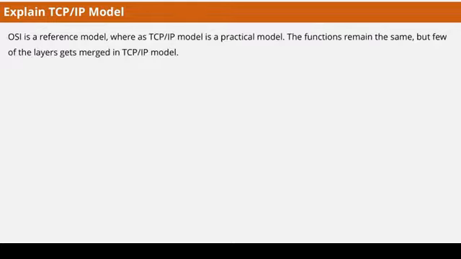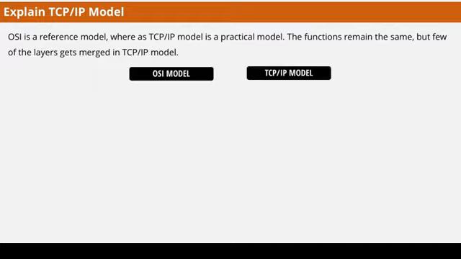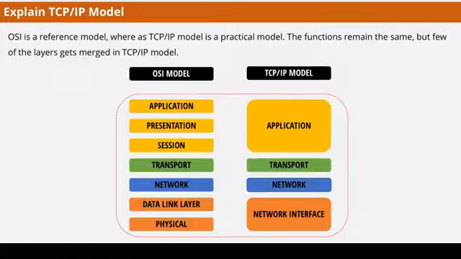Explain TCP/IP model. OSI is more of a theoretical model, whereas TCP/IP model is practical. The functions remain the same, but few of the layers get merged in TCP/IP model. The differences in layers are highlighted below. Application, presentation, and session layer are merged to become application in TCP/IP model. Transport and network layers remain as it is, whereas data link layer and physical layer are merged into network interface layer.